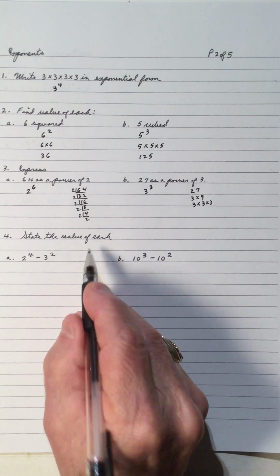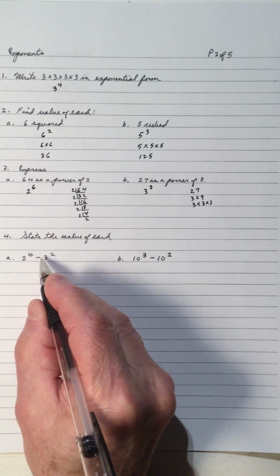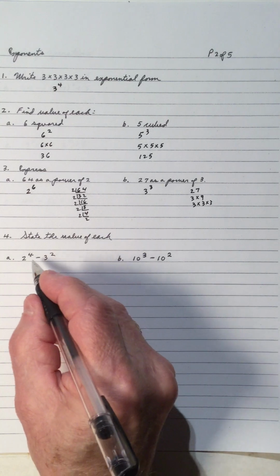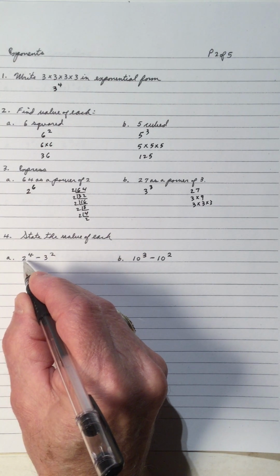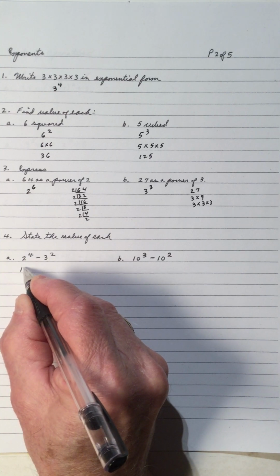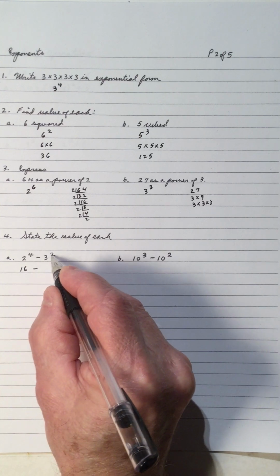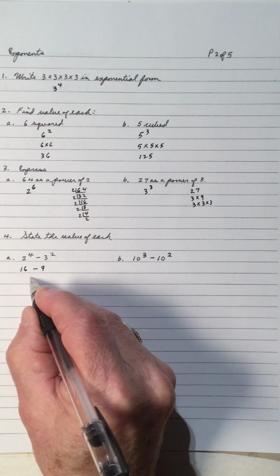State the value of each. So we have to do the powers or the exponents first. In PEMDAS, it's the order of operations. So we have the 2 to the 4th power. So it's 2 times 2 times 2 times 2. That's 4 times 2 is 8. 8 times 2 is 16. 3 squared is 3 times 3 is 9. And 16 subtract 9 is 7.